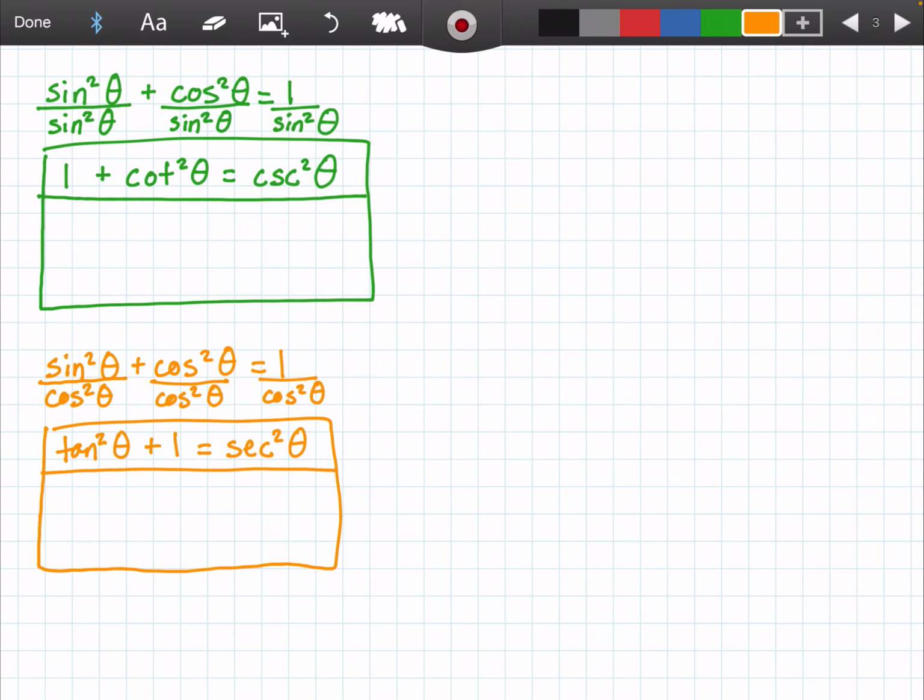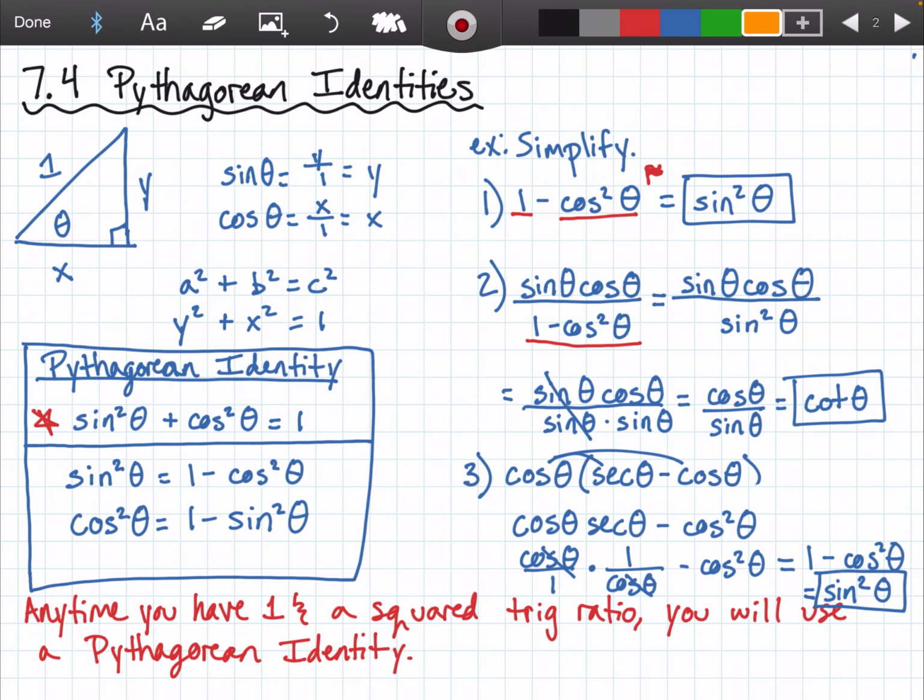Sometimes some people worry, they're like, how am I supposed to have all these memorized? Here's my secret. These 2 identities I do not have memorized. You know what I do have memorized? Sine squared plus cosine squared equals 1.